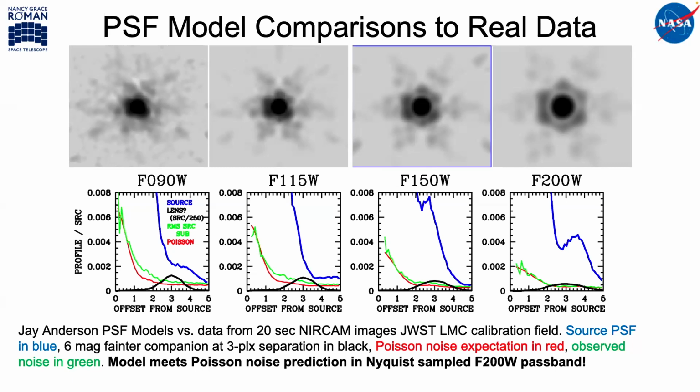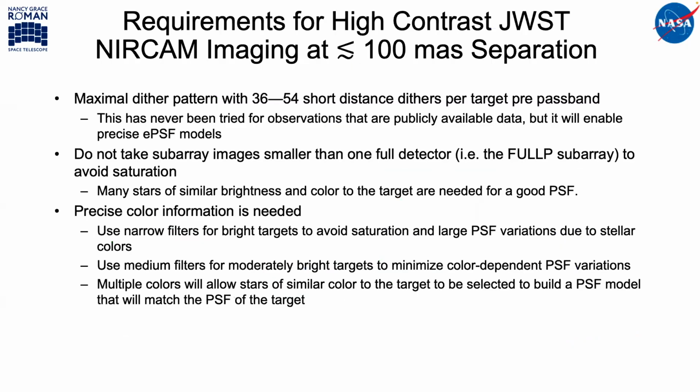There are features in the telescope design that give you this sort of regular pattern. But anyway, the point here is that the PSF models that Jay Anderson is building, at this wavelength, are matching the Poisson noise prediction, meaning that they're about as perfect as they can be. There's a little bit more noise at the shorter wavelengths, but we hope to be able to remove that as well.